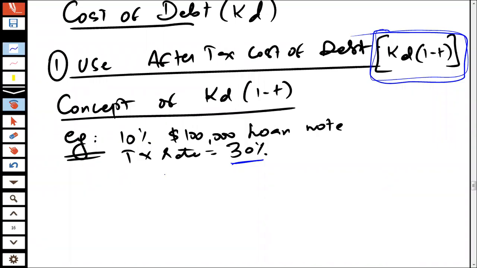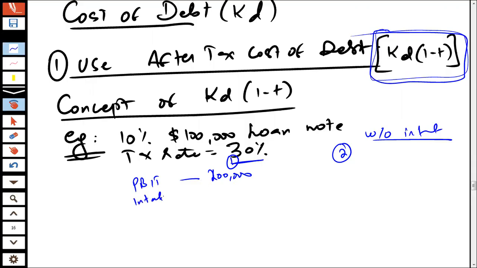Now, assume that this company has a profit before interest and tax of 200,000. This is case 1 and this is case 2. Case 1 is with interest, case 2 is without interest. I'm going to demonstrate to you why we use the KD (1 minus T). So assume that a company has a profit before interest and tax of 200,000. The company would pay an interest of 10% on 100,000, so the company would pay an interest of 10,000.